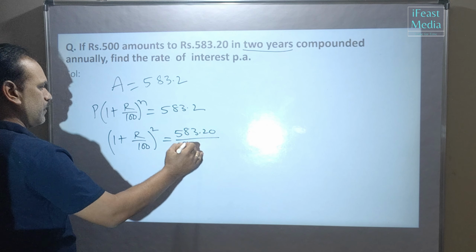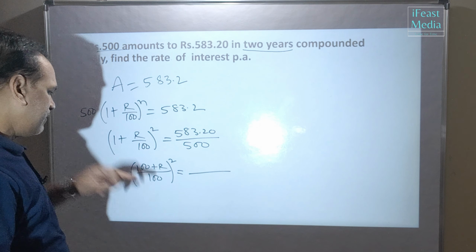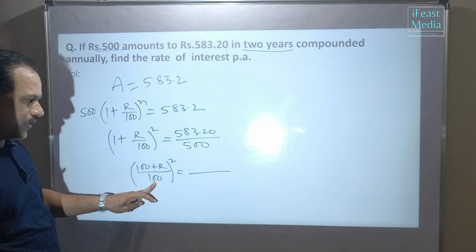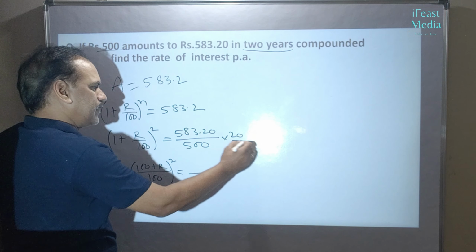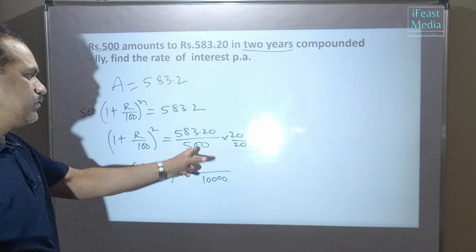583.20 by P. What is P? P is 500. Principal is 500. So it is 100 plus R by 100 whole power 2 is 583.20 by 500. Now here what you have to do is, what is 100 square? In the denominator you have 100, here you have square. So 100 square is 10,000. So you should have 10,000 in the denominator, right? So how do you get 10,000 here in the denominator? You multiply this by 20 in the numerator and denominator. This becomes 10,000, 500 into 20.